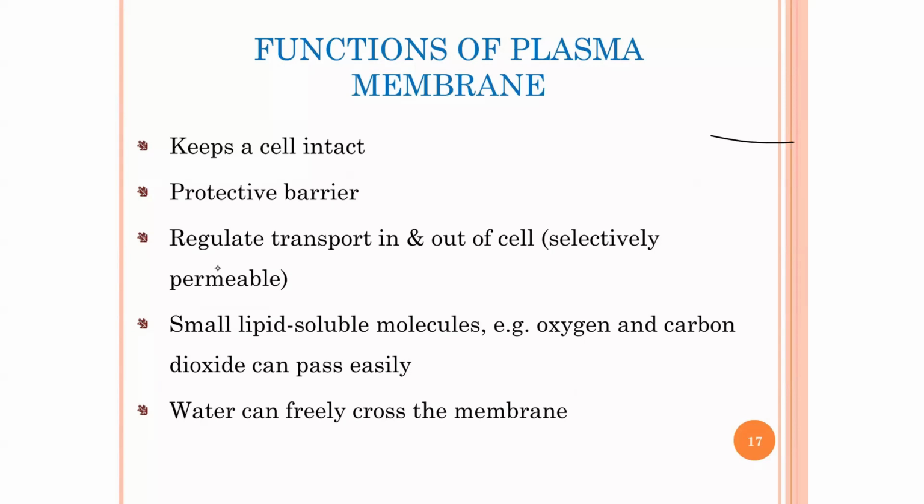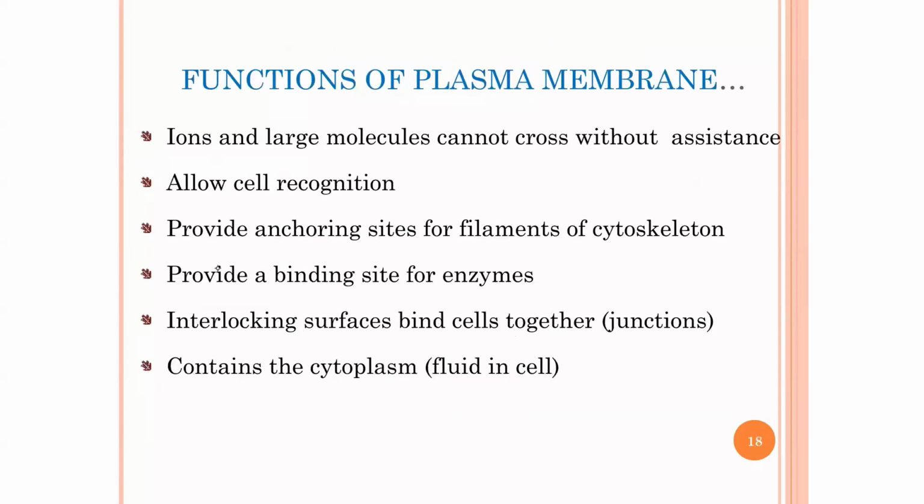And the next thing after this is that it also allows cellular recognition. Ions and larger molecules cannot cross without assistance, so they need assistance. It provides an anchoring site for filaments of the cytoskeleton. It provides a binding site for enzymes. It also serves as interlocking surfaces that bind cells together. So that is what you call a cellular junction.